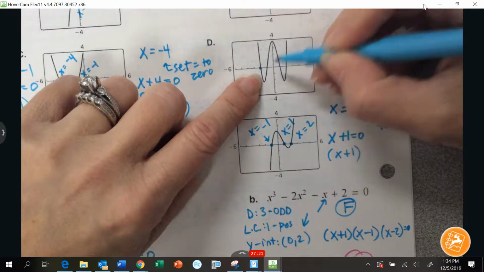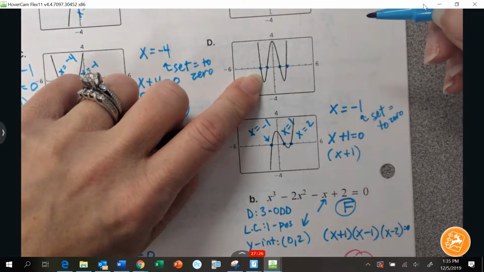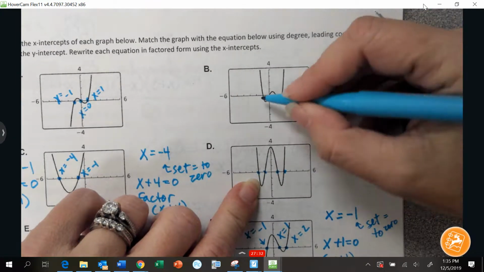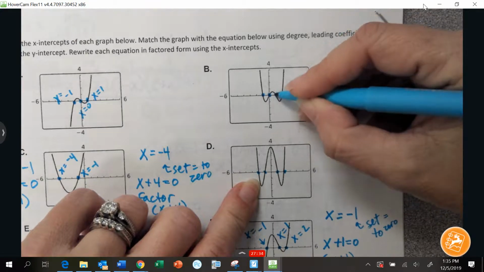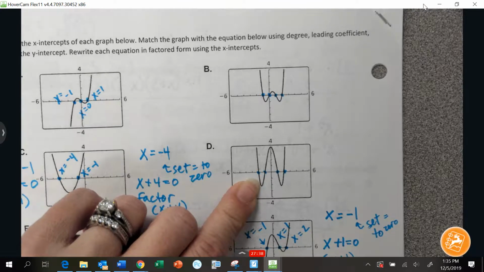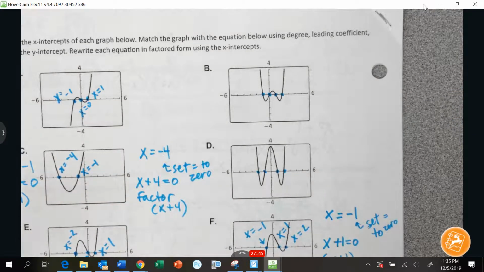We've got -2, -1, 1, 2. Can you please write it in factored form? And then I'll show you the answer. Same thing with the last question, F. We've got -1, 0, 1, and 2. You write those in factored form, and I will show you in a moment.